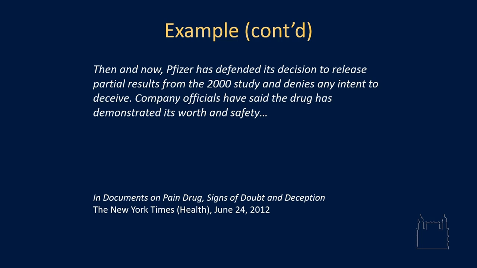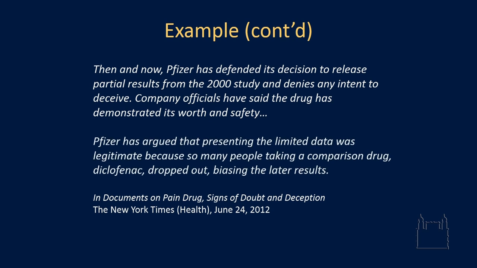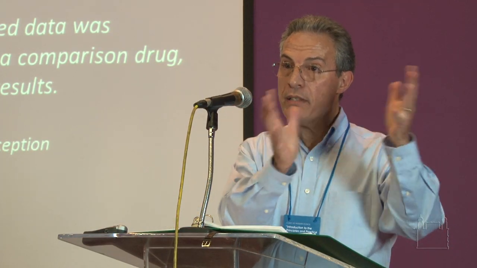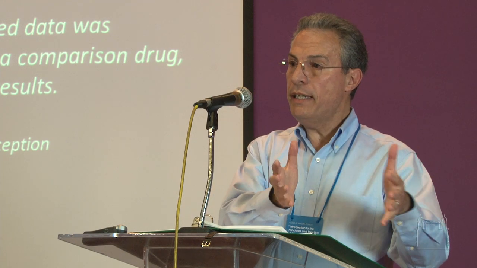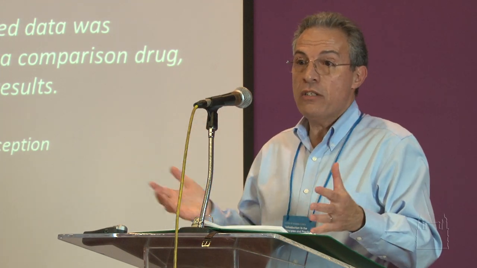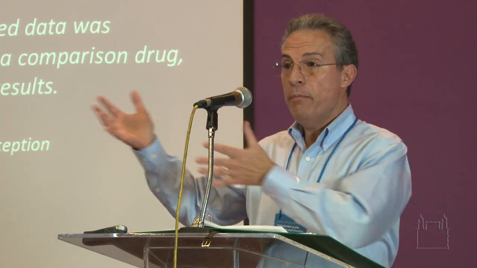And Pfizer has argued that presenting the limited data was legitimate because so many people taking a comparison drug, diclofenac, dropped out, biasing the latter results. So in other words, Pfizer said the first 6 months has almost complete data. A lot of people dropped out from the next 6 months. So we at Pfizer are showing you the first 6 months because the second 6 months is kind of messed up.